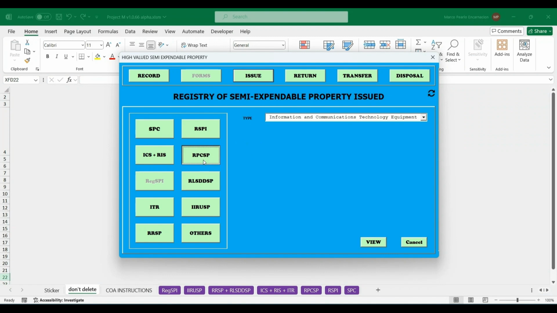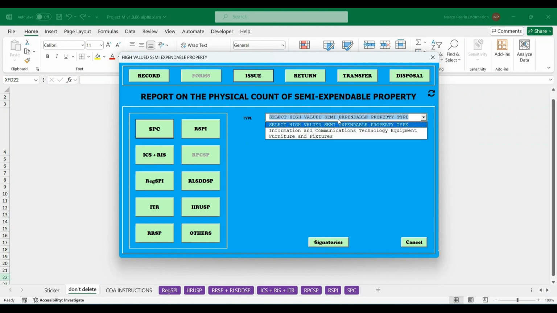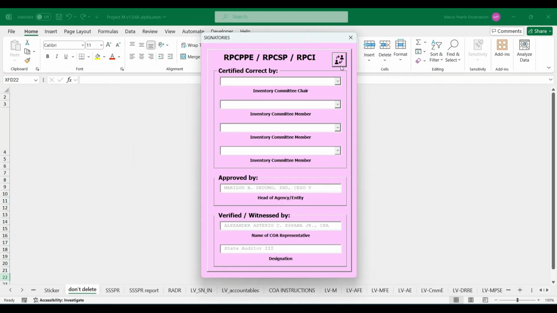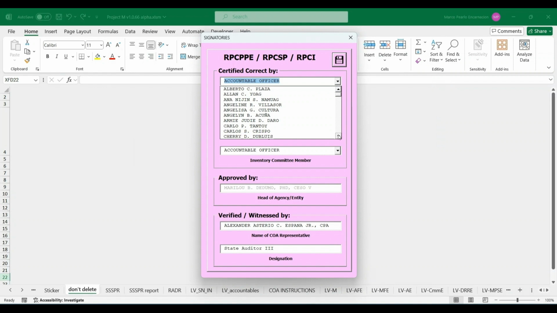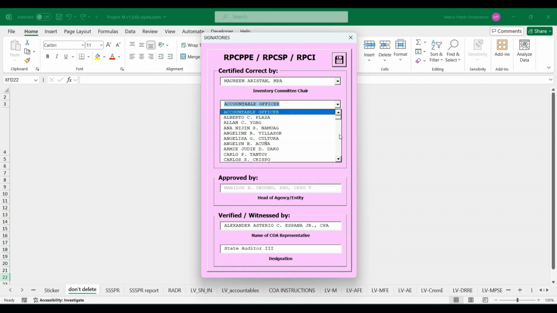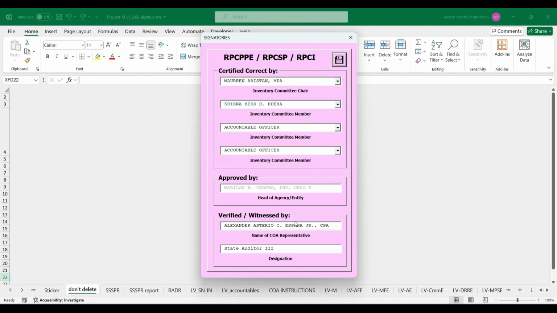Next up is the RPCSP, or Report on the Physical Count of Semi-expendable Property. Before going to the form itself, let's explore first the signatories of the RPCSP. The first signatories are the Inventory Committee members. They will sign the certified correct by portion of the RPCSP. The Inventory Committee should consist of at least one personnel from the Property and Supply Unit and at least one personnel from the Accounting Unit. Next is the Approved by portion to be signed by the head of agency. And lastly, the Verified by or Witnessed by portion is to be signed by a Commission on Audit representative.